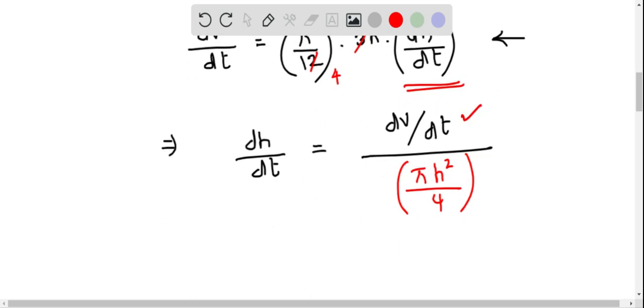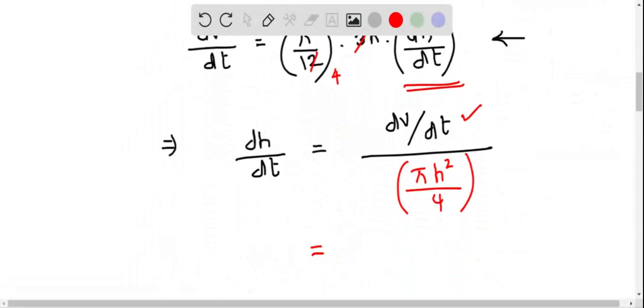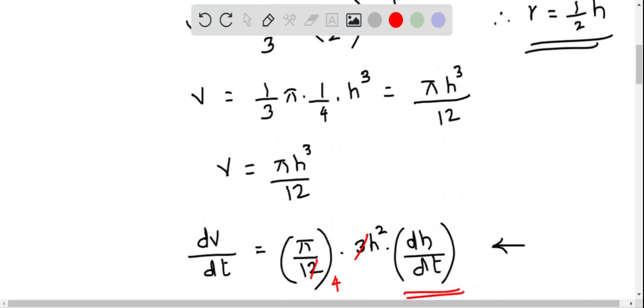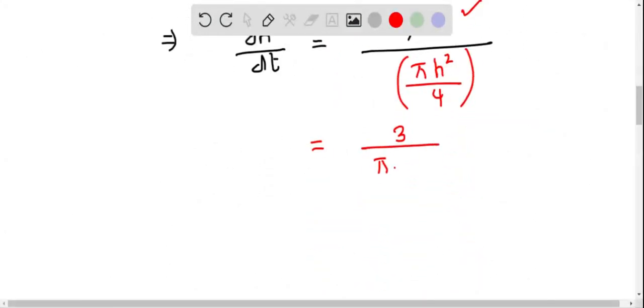We know this dv by dt, as well as we also know this h. So when we plug in, we know dv by dt is 3. So therefore we plug in 3 over here, divided by pi times h squared by 4, where the corresponding h at that point of time is 4 centimeter. So we plug in h equal to 4 here. This is 4 squared by 4, which means we can cancel with 1 power. So it's just simply 4. So finally we get 3 in the numerator, and we have a 4 here. 4 times pi is 4 pi. So this is the answer.